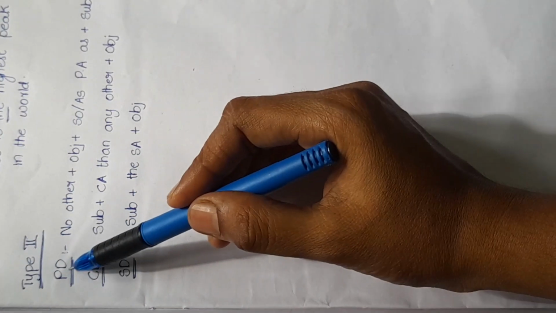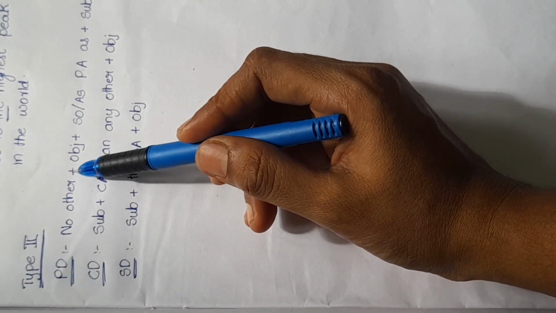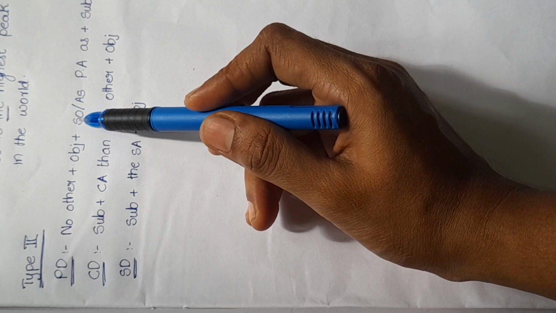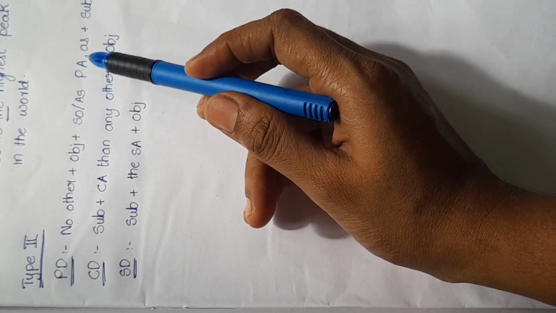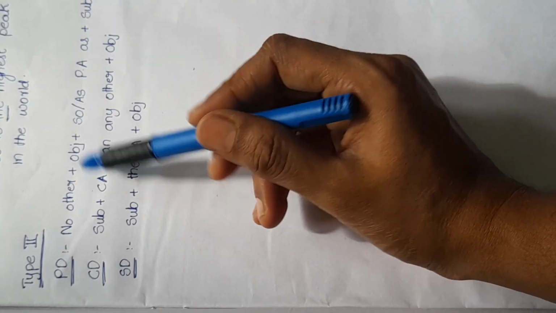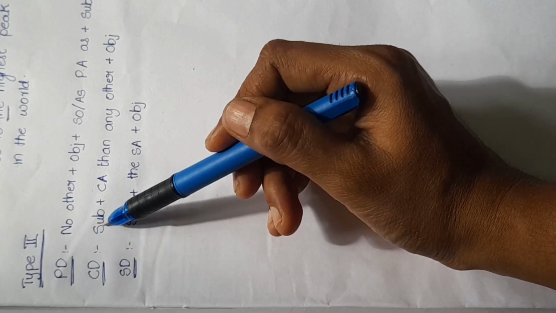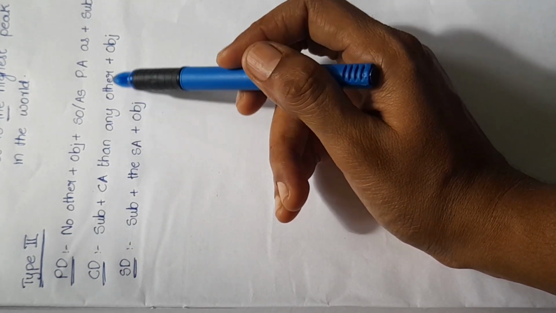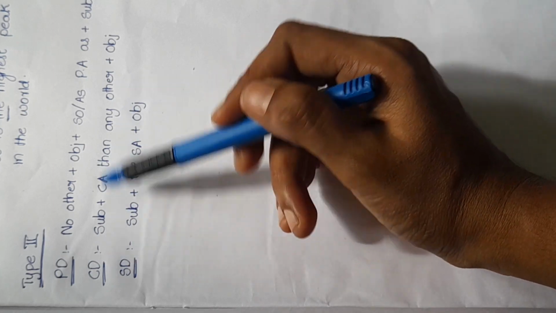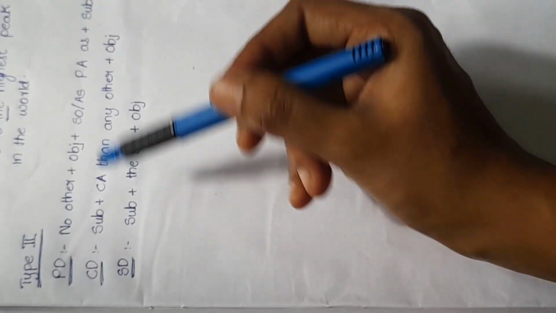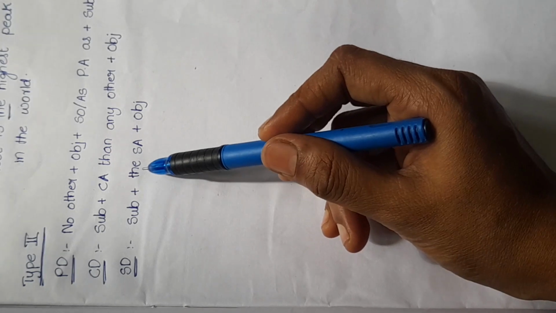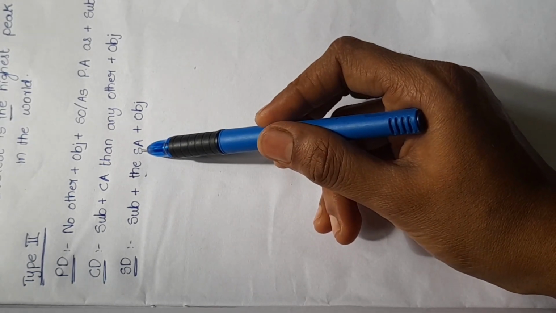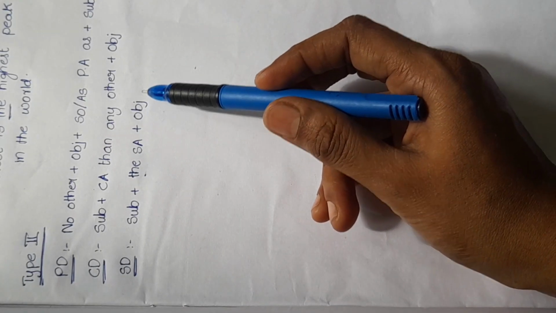In type 2, the structure for positive degree is no other plus object plus so or as, positive adjective as plus subject. For comparative degree it is subject plus comparative adjective than, any other should be used here in the comparative degree, plus object. For superlative degree, subject plus the superlative adjective plus object.